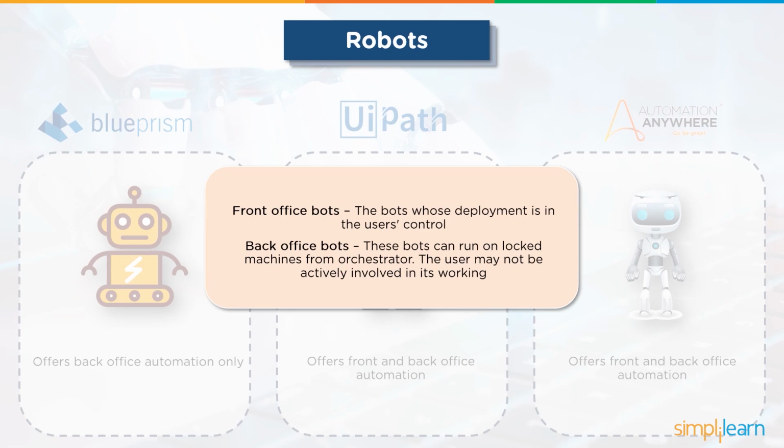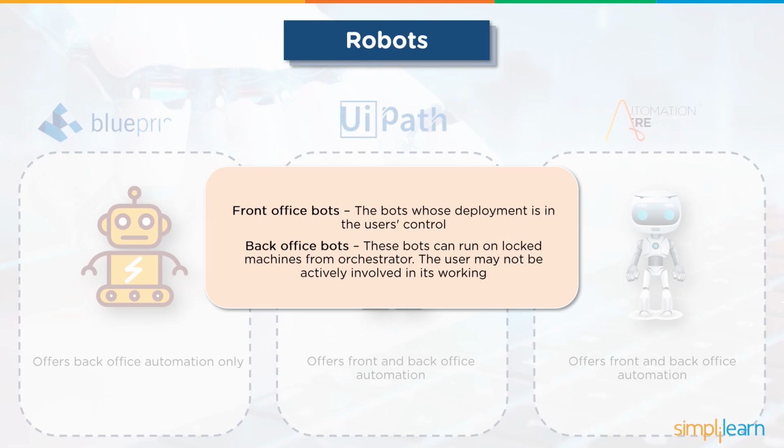Next up is robots. Now before we jump in, let's discuss what the different types of bots are. There are two types of bots. You have the front office bots, whose deployment is in the user's control. You also have back office bots that can run on locked machines from an orchestrator. The user may not be actively involved in its working.